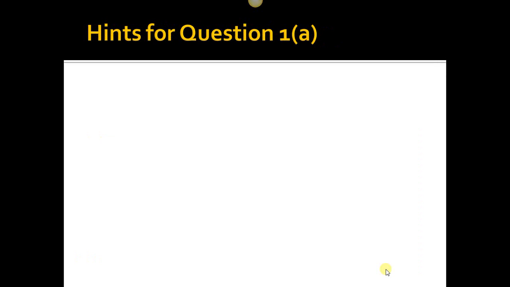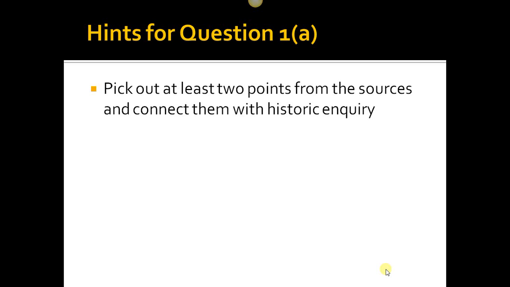Another thing I will do with each of these questions is hints. I'll give you hints for question 1A. So a hint for question 1A is pick out at least 2 points from the sources and connect them with a historic inquiry. Okay, so when they talk about relations, you would say, relationship would be, is it a good relationship, is it a bad relationship, what am I looking for there? If Nixon was frowning or they were sat and they weren't facing each other, it would be a bad relationship. Yeah.